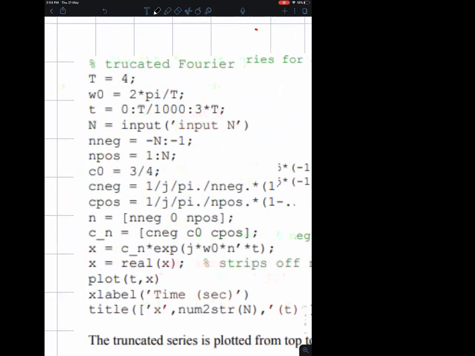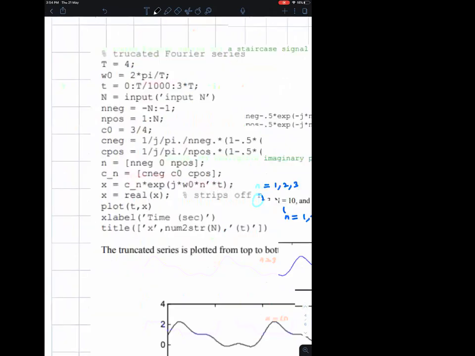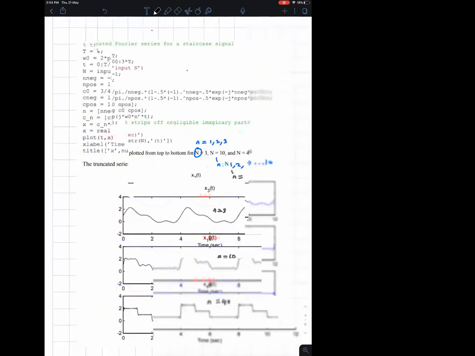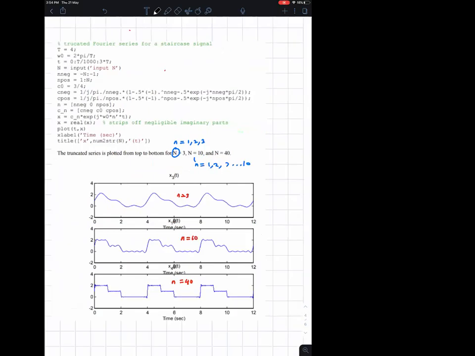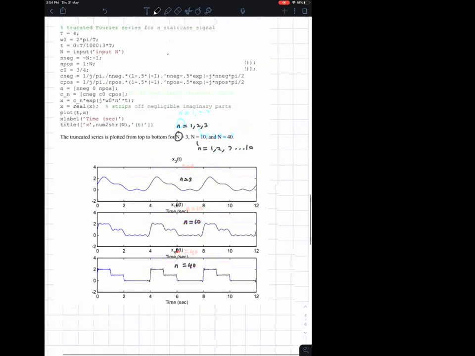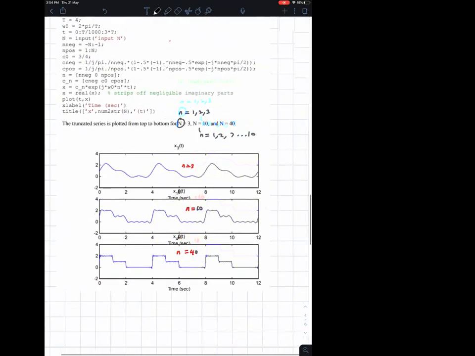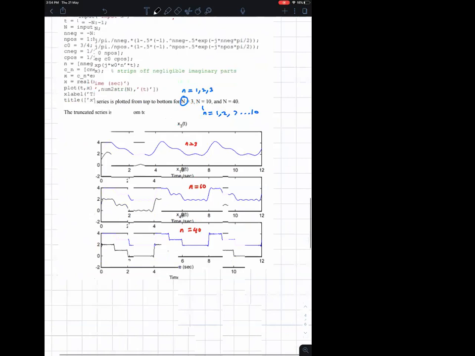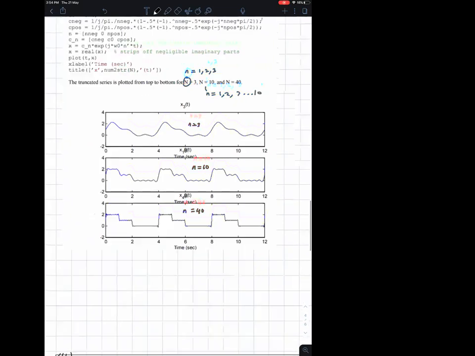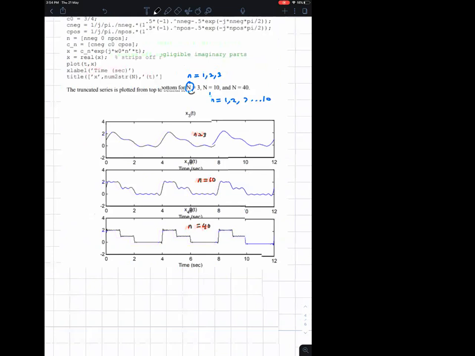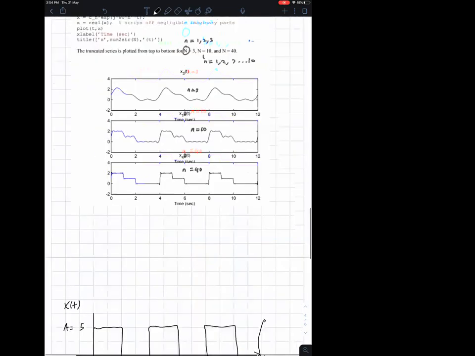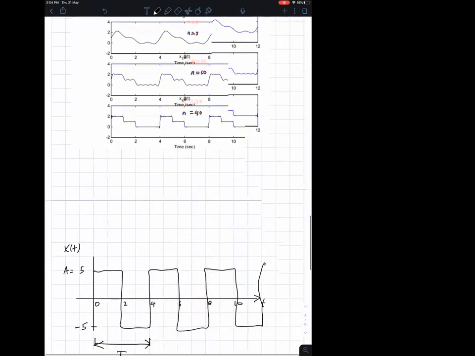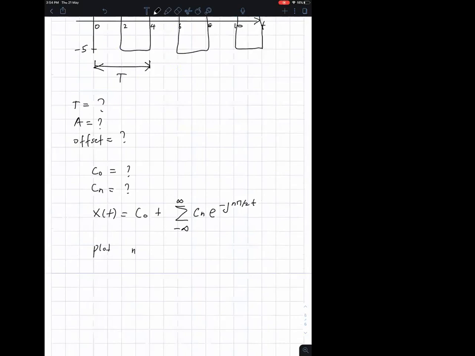There are also other ways to plot these things. There may be other programs you might be able to find on the internet, or you can go to the toolbox and do the same thing. I would like you to plot when n equals 3, when n equals 10, and when n equals 40.